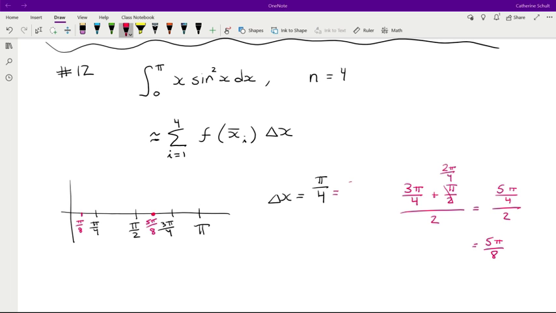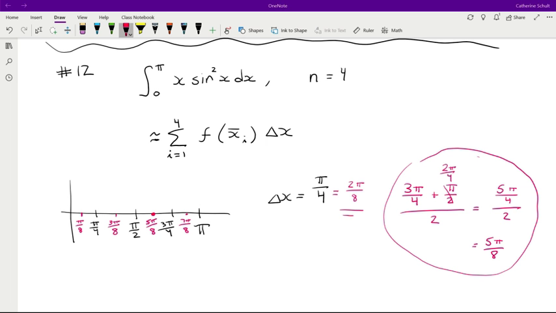Okay, and I'm just going to multiply top and bottom. So I get in terms of 8, so now pi over 8 plus 2 pi over 8 is 3 pi over 8. 3 plus 2 is 5. 5 plus 2 is 7 pi over 8. All right, so we have two different ways of getting our midpoints, right? We can do it from scratch each time, like we did here, or once we have one midpoint, we can just add delta x to get the remainder midpoints.